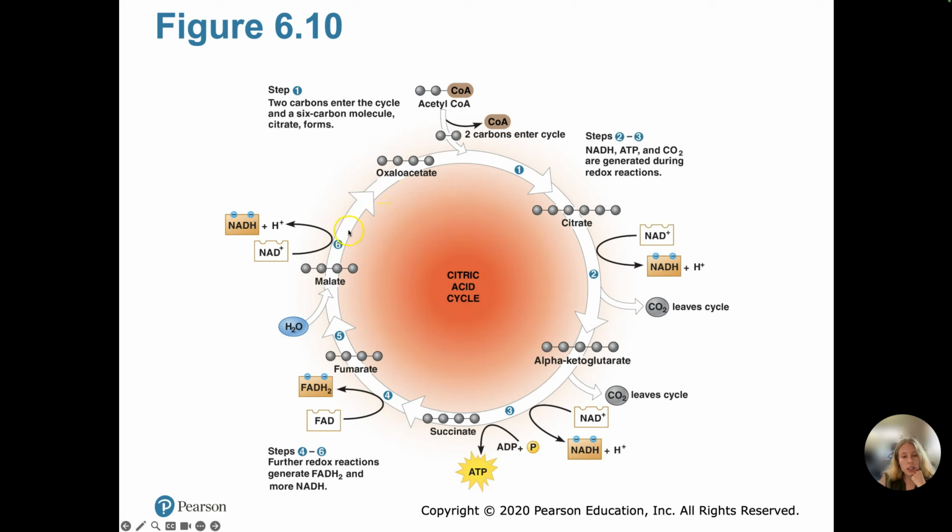After stage 6 occurs, we end up with oxaloacetate again, which then just feeds right back into the Krebs cycle, and it will combine with the next 2 carbons that enter the cycle. So the citric acid cycle is circular and keeps going around, recycling the oxaloacetate every time.